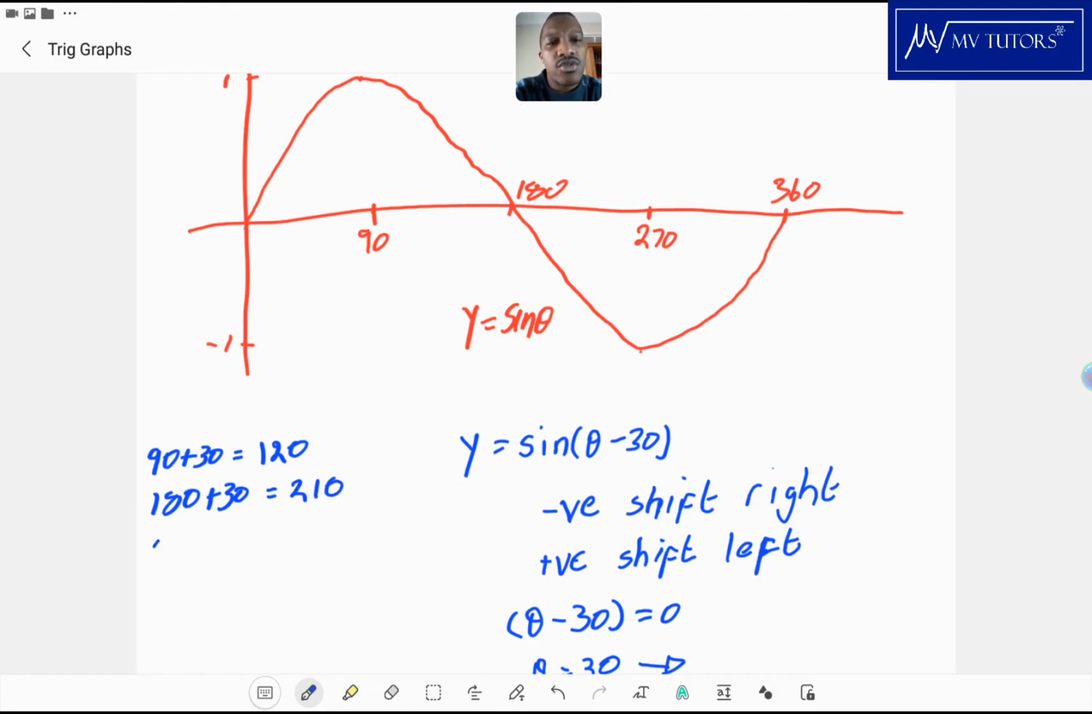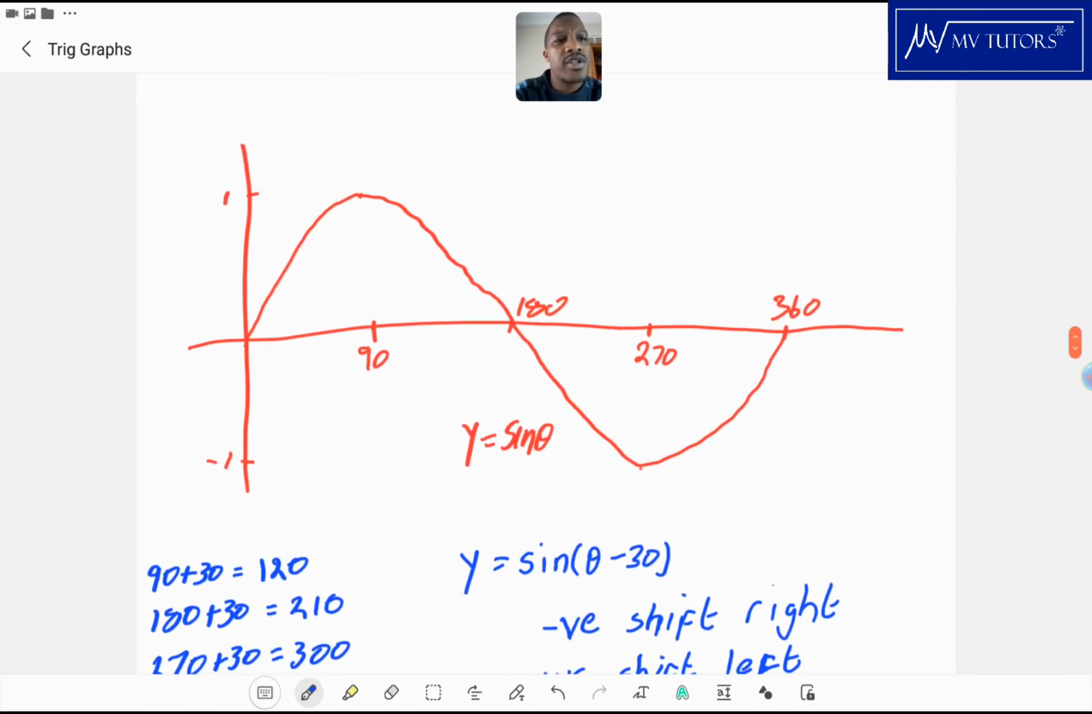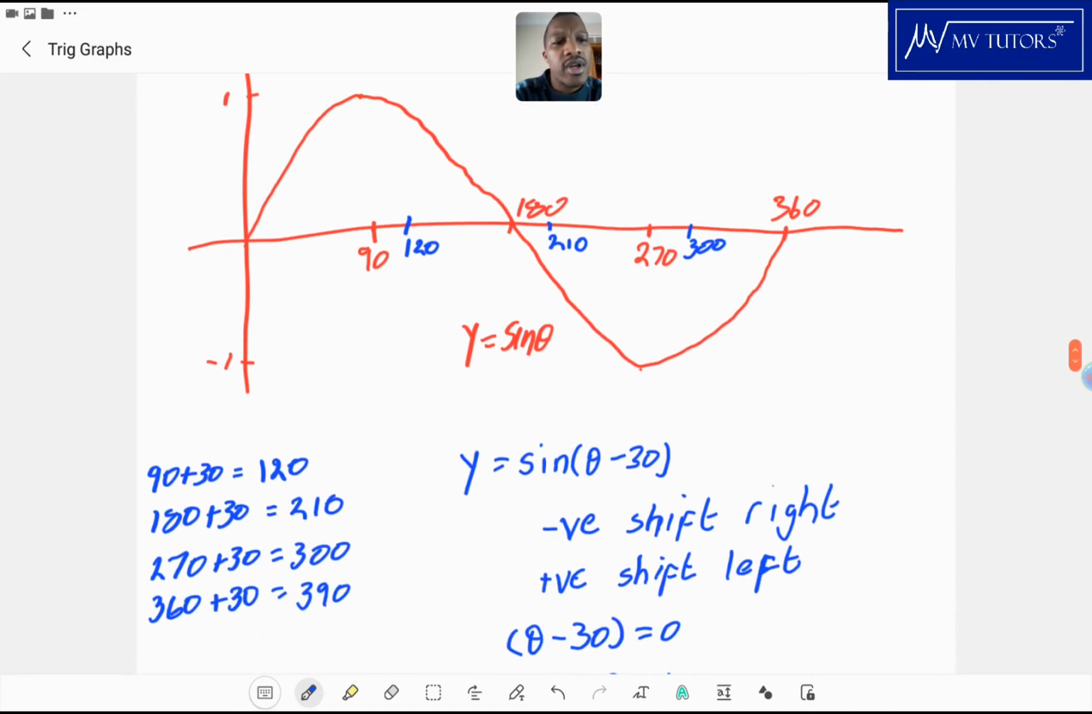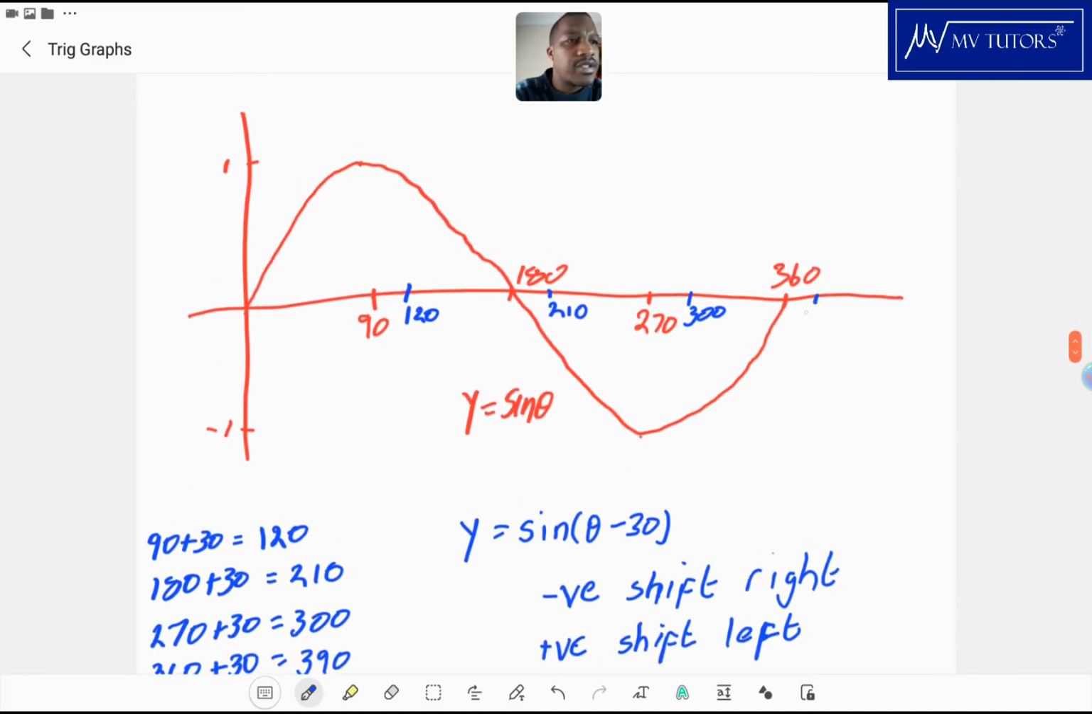And then the next one is 270 plus 30, so that becomes 300. And then the next one is 360 plus 30, which is 390. Now I go to my graph. First one is 120, let's say 120 is over there. Next one is 210, 210 is over there. Next one is 300, 300 is over there. Then the next one is 390, 390 is over there.